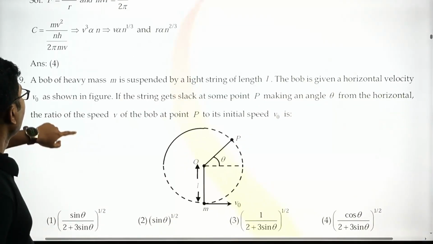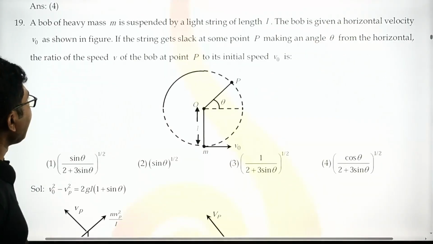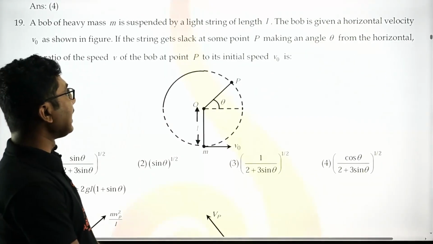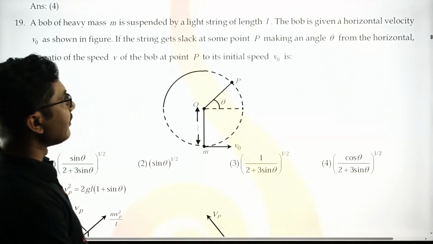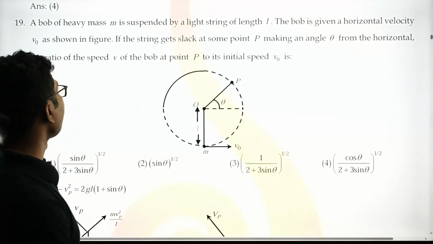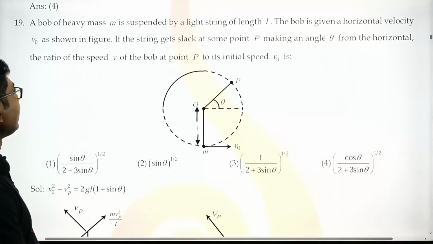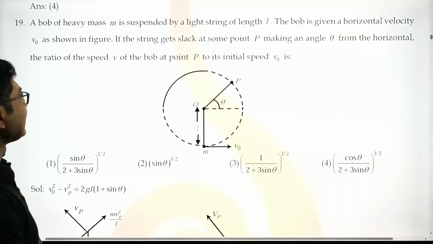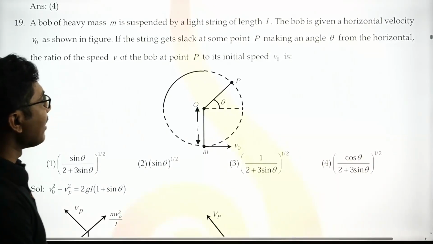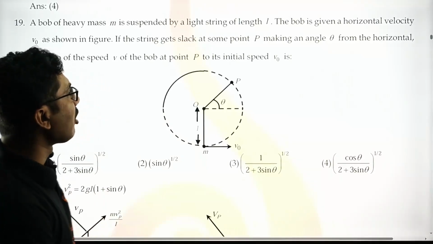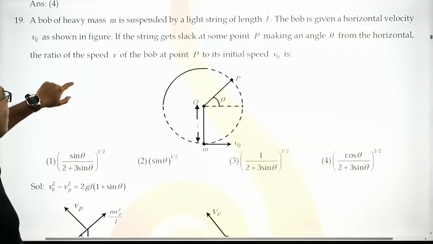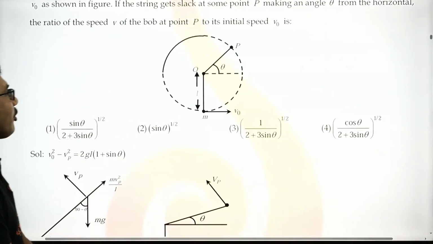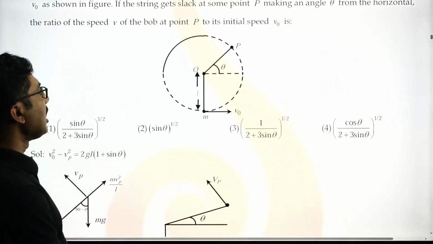Okay, a bob of heavy mass m is suspended by a light string of length L. If the bob is given a horizontal velocity v0 as shown in the figure, and the string gets slack at some point P, making an angle theta from the horizontal, the ratio of the speed v of the bob at point P to its initial speed v0 is.